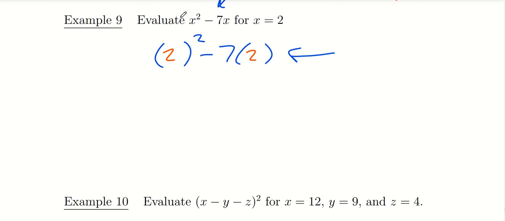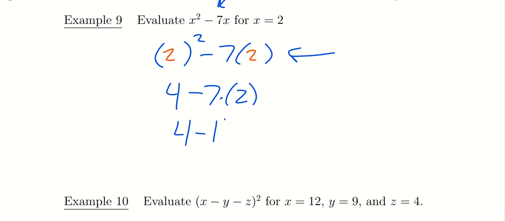We have our parentheses, but they're just grouping our numbers, so just use them as placeholders. We go to exponents next. 2 squared is 4, minus 7 times 2. Again, 7 times 2 is side by side. It's implicit multiplication. So we do the multiplication next. 7 times 2 is 14. And then lastly, we subtract. 4 minus 14 is going to give us negative 10.